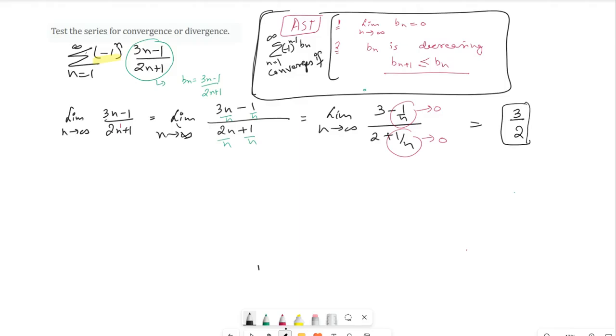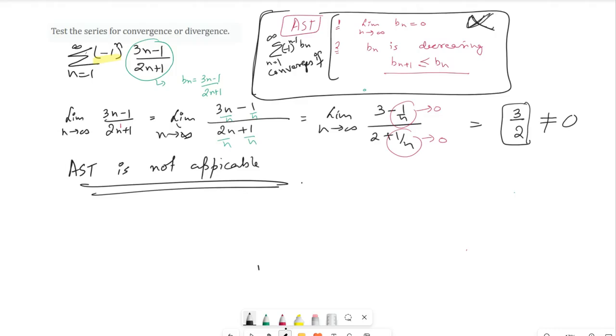Is 3 by 2 equal to 0? No, this is not. So our first condition of AST is not satisfied. So AST is not applicable in this, okay? That is your first takeaway. AST is not applicable, even though this is an alternating series, because the first condition is not satisfied.